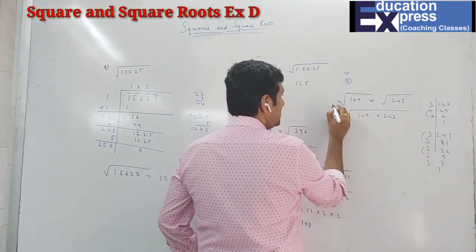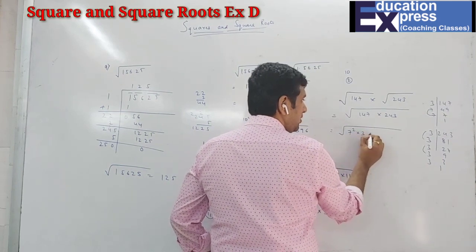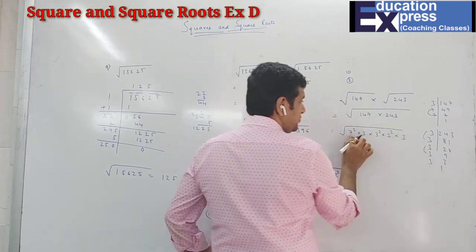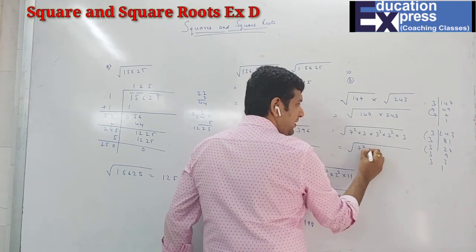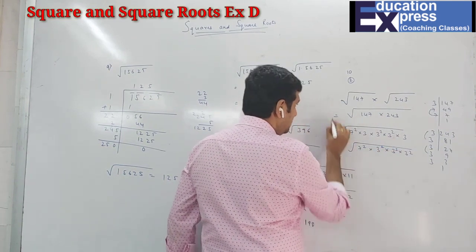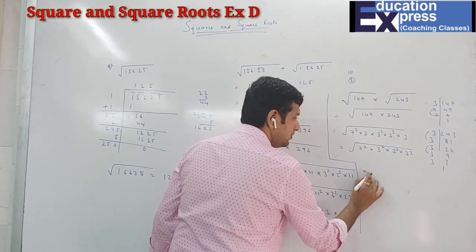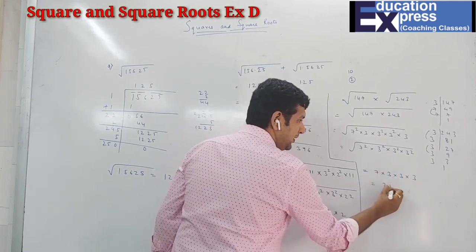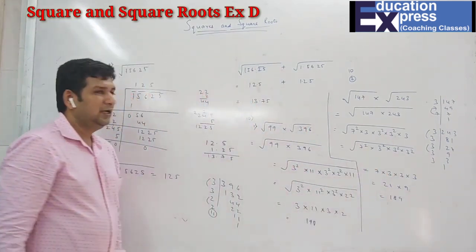So students can now see what is root 147, 7 square into 3. What is 243? 3 square, 3 square into 3. Square, square, square. This 3 into 3 also becomes square only. So 7 square, 3 into 3, 3 square, and more 3 square. So the answer will be 7, 3, 3, 3. That is 21 into 9 is 189 again. So till now we have finished question number 10.